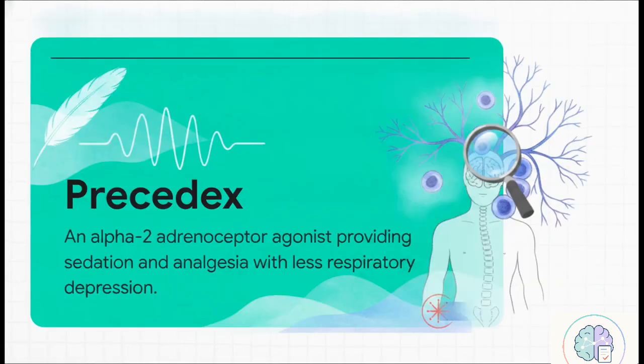Our last major drug for today is Precedex, or dexmedetomidine. This is an alpha-2 adrenergic receptor agonist that acts directly in the locus ceruleus. Its massive clinical advantage? It provides excellent sedation and analgesia with absolutely no respiratory depression.